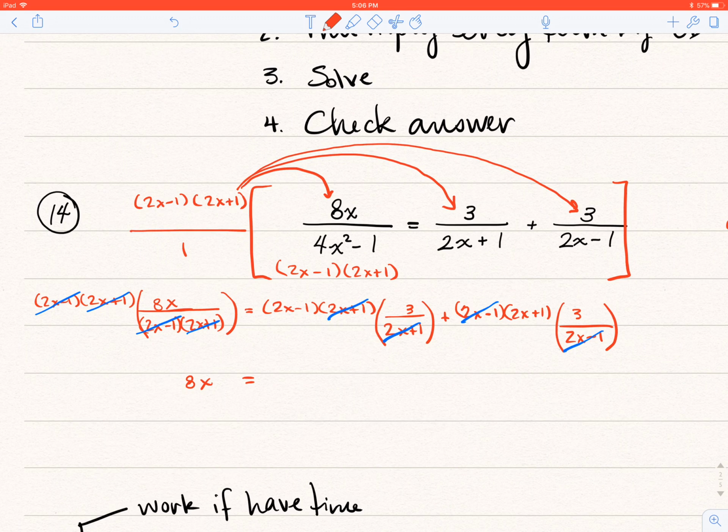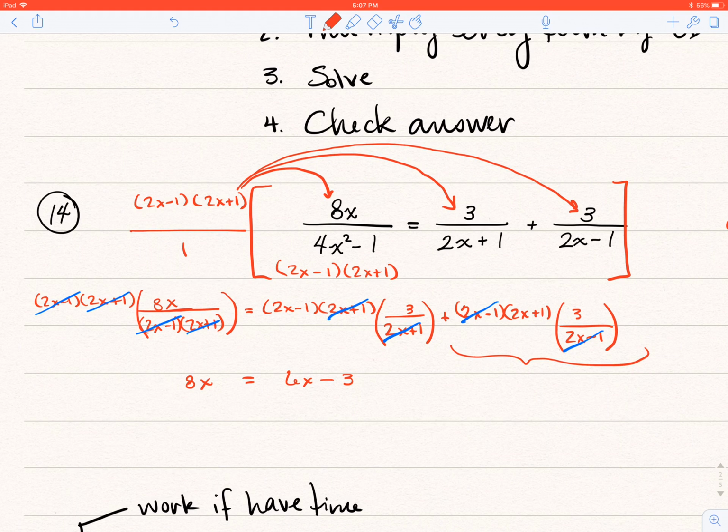Pull down your equal sign. For the next term, notice I have a 2x minus 1 times a 3. I'm going to go ahead and multiply these two together using distribution. So 2x times 3 is 6x, and a negative 1 times 3 is a negative 3.